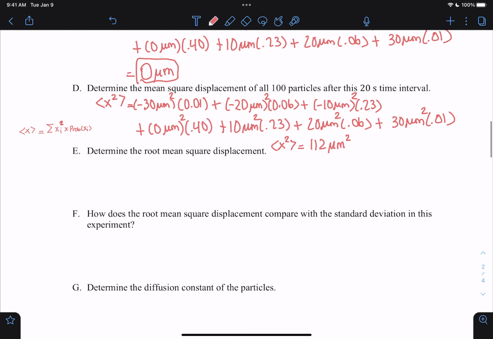Now for F, how does the root mean squared displacement compare with the standard deviation in this experiment? So how does x RMS compare to the standard deviation? Let me see here. Okay, I'll pick on someone this time. How about Eric? Eric, I think you unmuted with Christian at the same time, so I'll give you a chance to do this one.